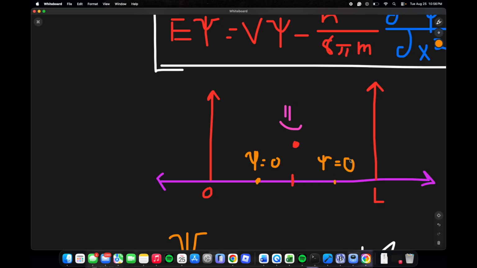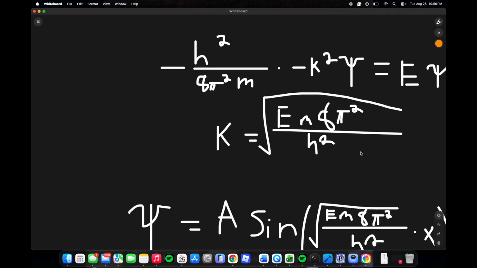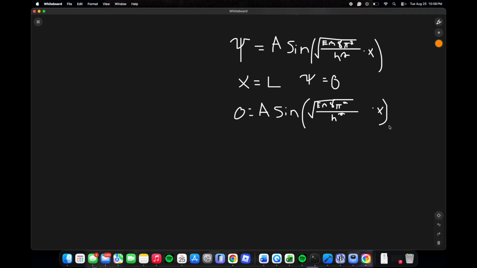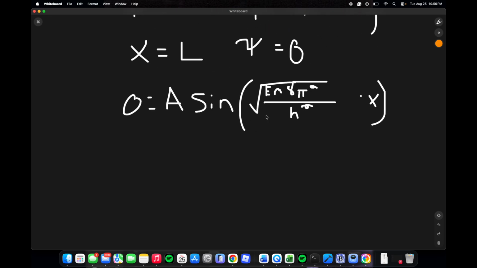But we know that the wave function has probability all in here, so it doesn't make any sense. I hope that you can see that. A just can't be 0. So that means that sine has to be 0. What makes sine 0?